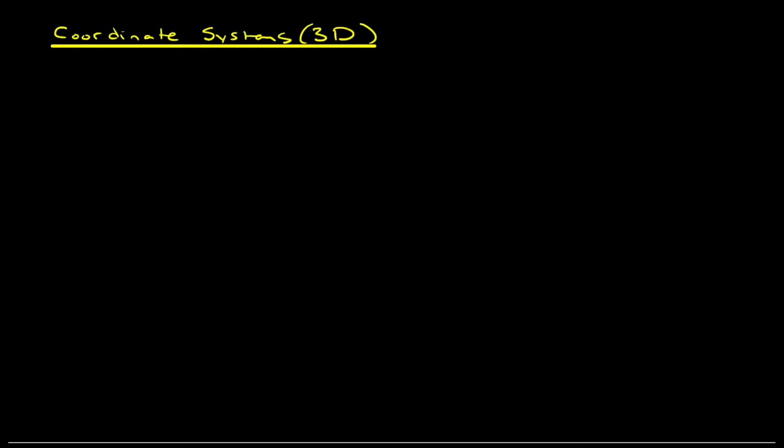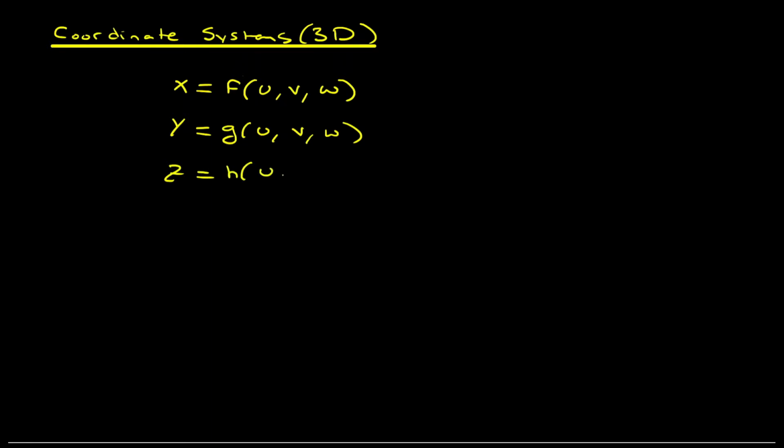So, a coordinate system in 3D is a mapping where x is a function of new coordinates u, v, and w. Y is a function of new coordinates u, v, and w. And z is a function of new coordinates u, v, and w.